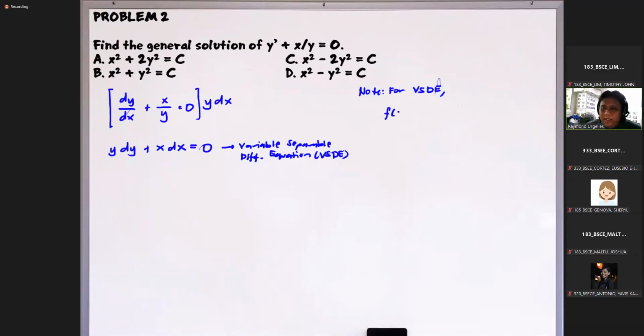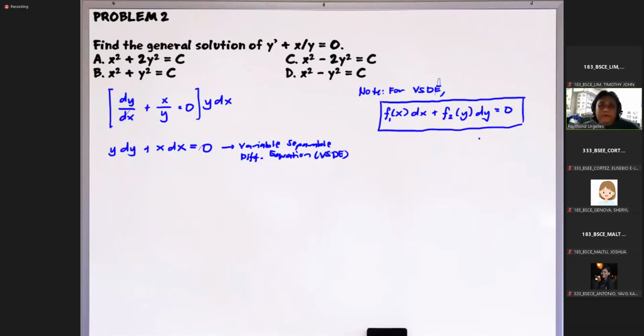So again, function ni x multiplied by dx. So let's say this is f1, diba? So then, another function naman ni y, naka-multiply kay dy, diba? So dapat wala kang makikitang ibang variable. Sa isang term, isang variable lang dapat. Okay? So pag nabuo natin 'tong form na 'to, that's what we call a variable separable differential equation.